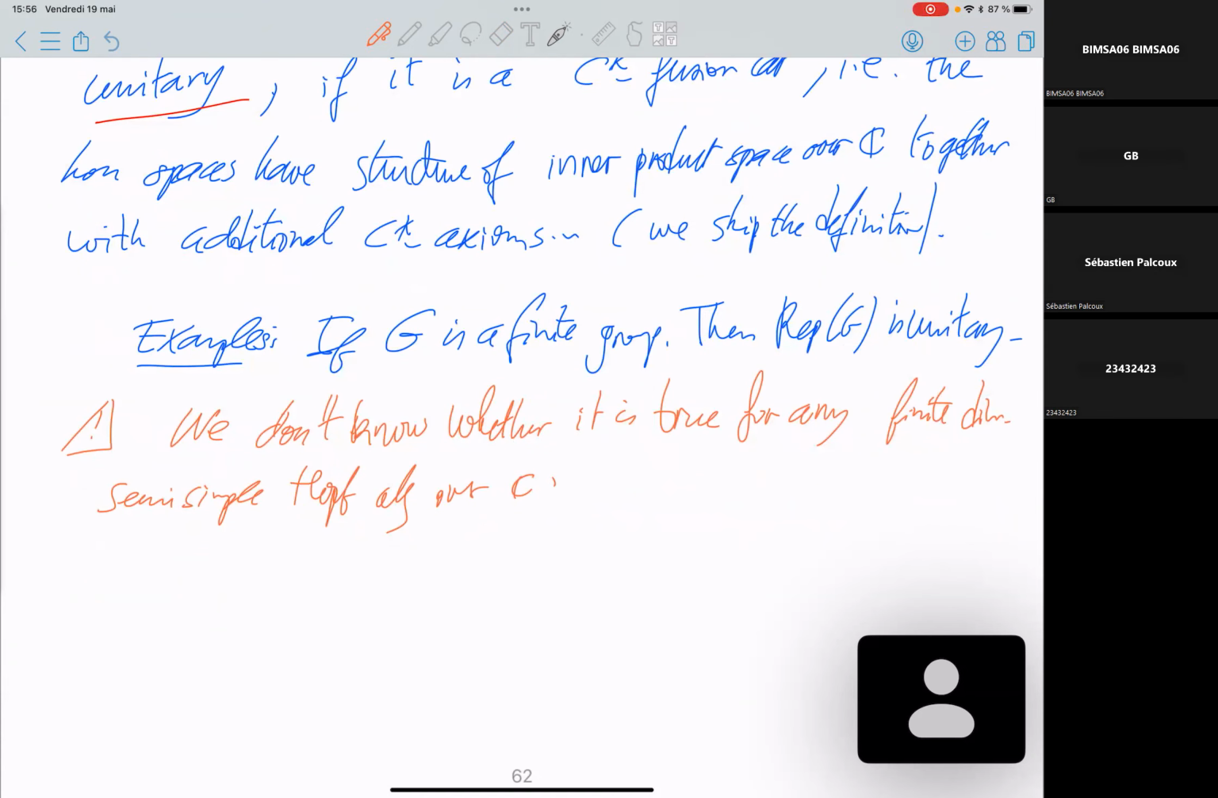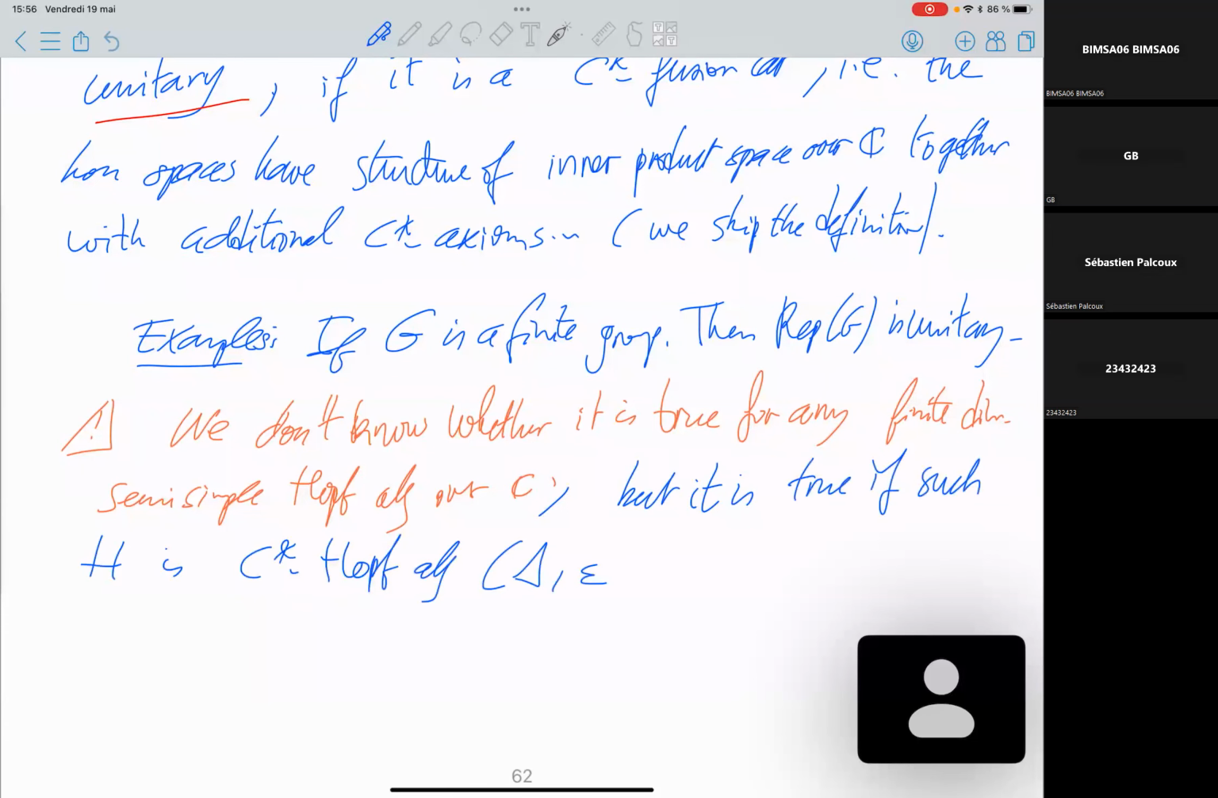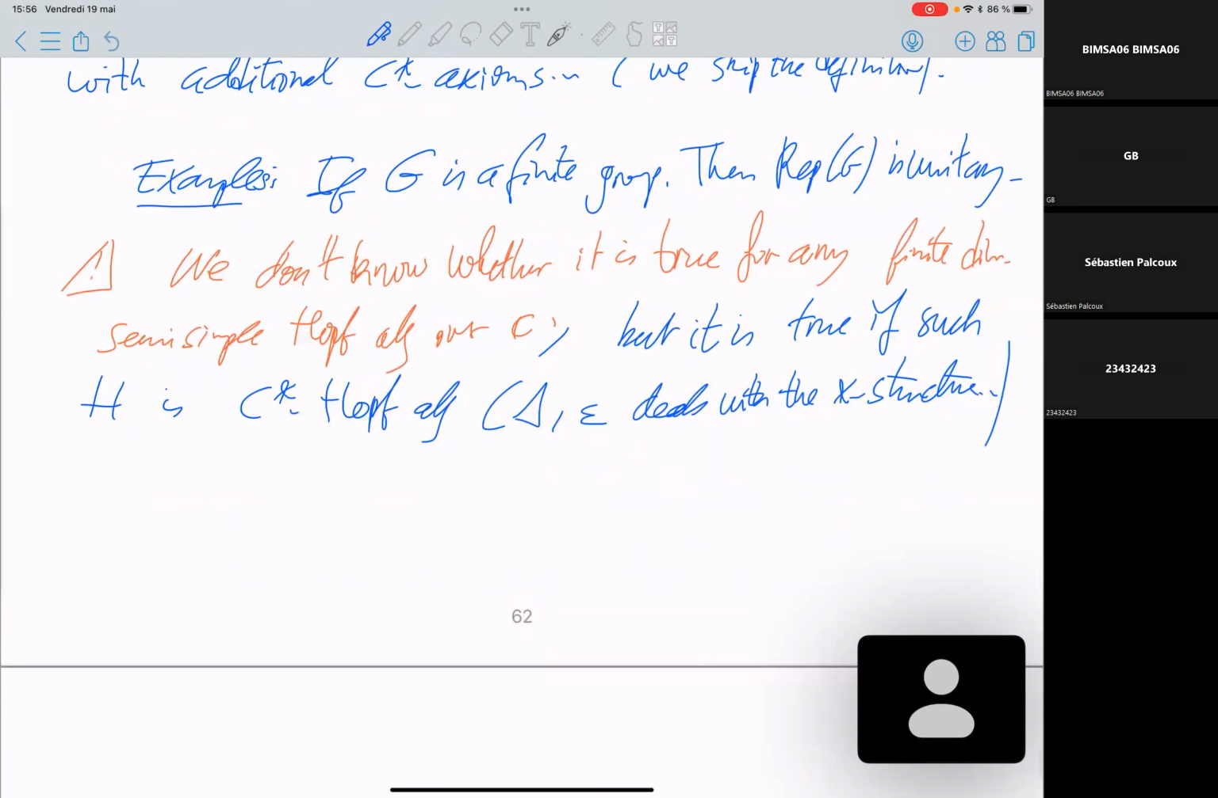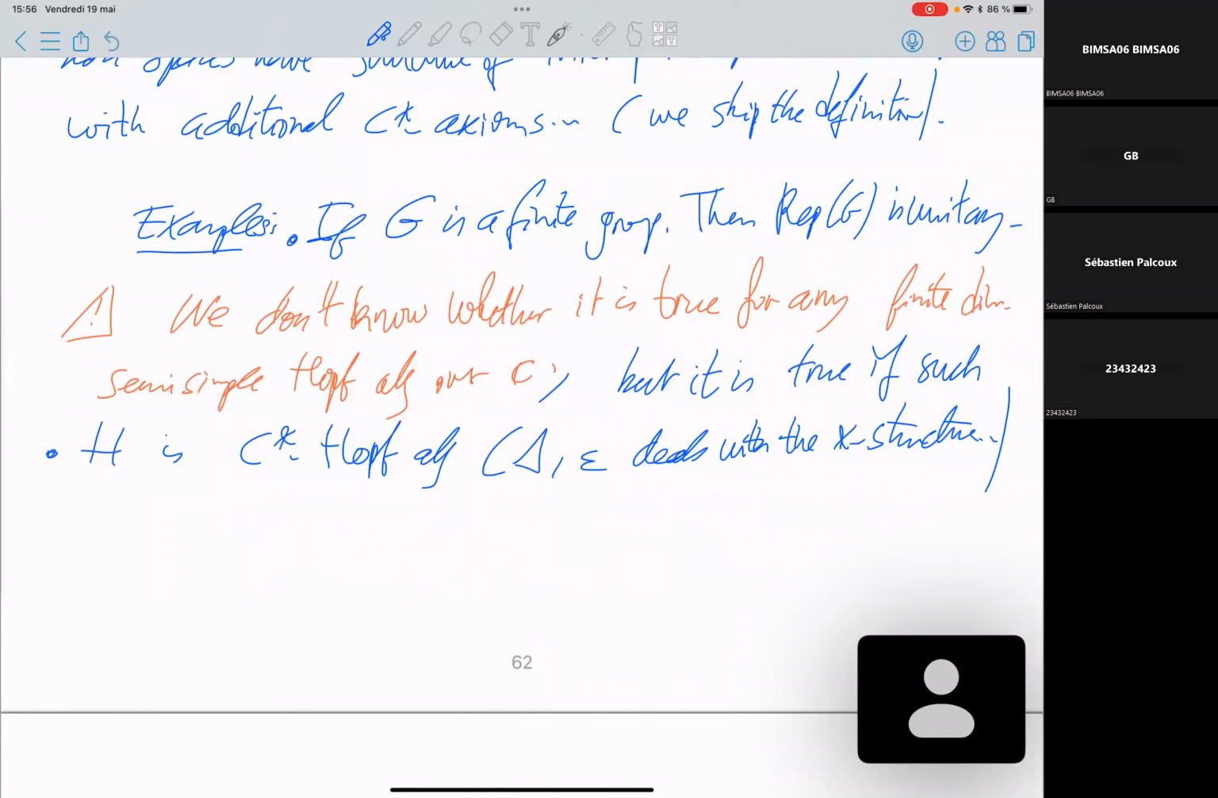What we know is that, if H, it is true if such an H is a C-star Hopf algebra, which means that the co-multiplication and the co-unit deal with the star structure in some sense. Okay. And so this is one example.